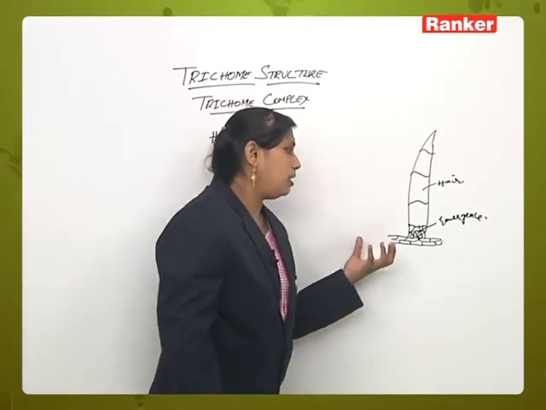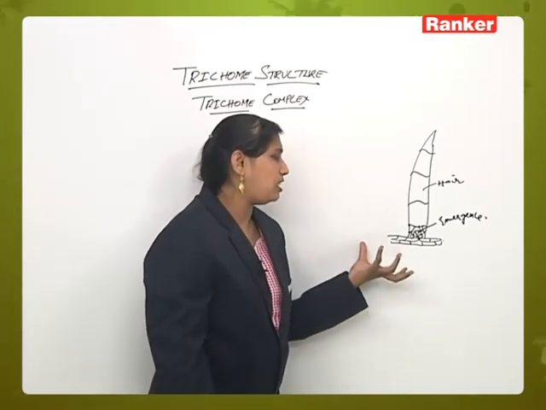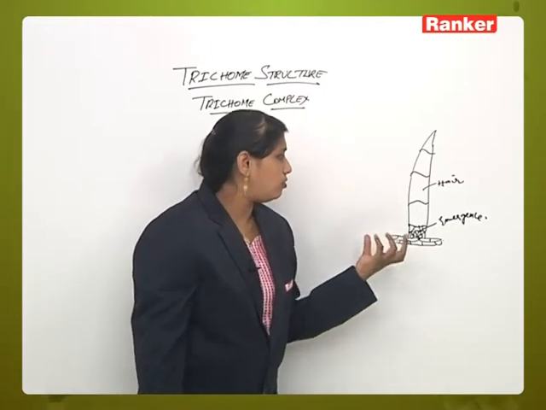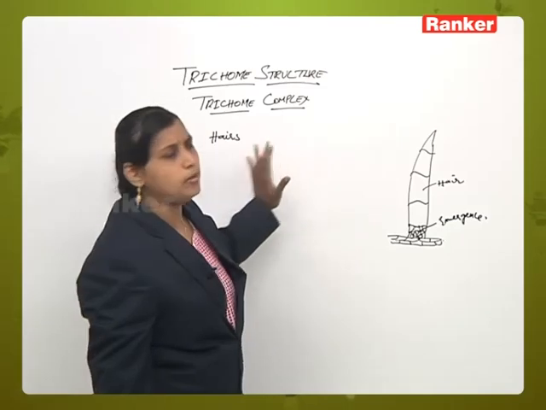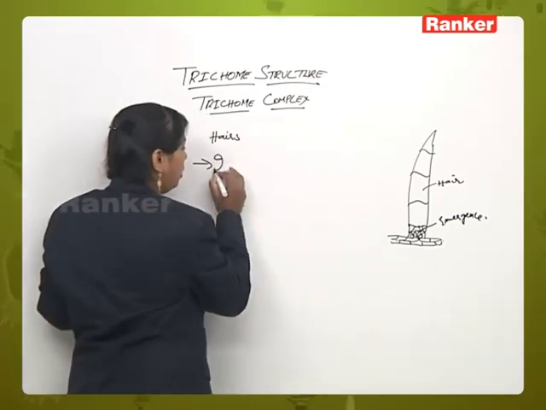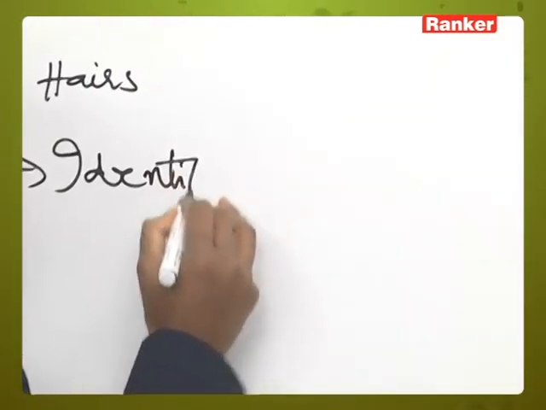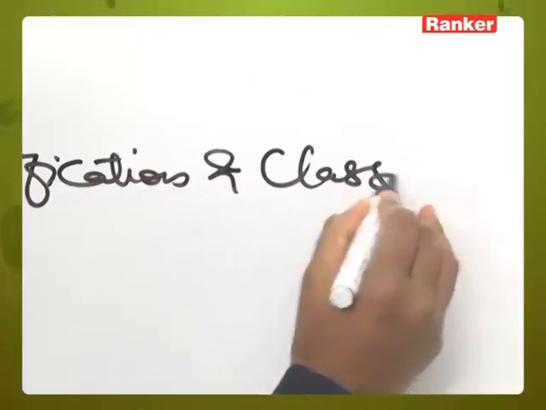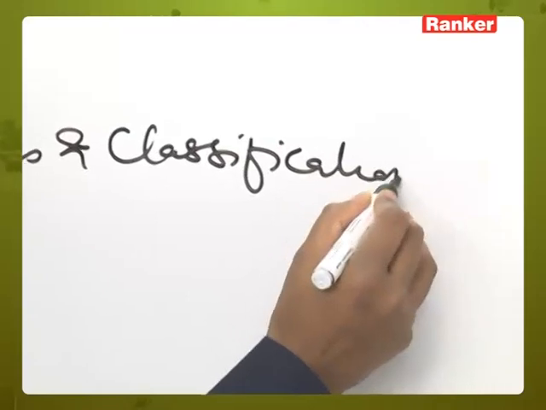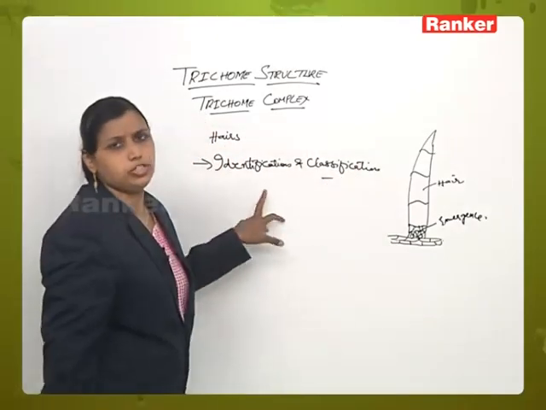Now, the hairs originating from the epidermis, the special trichomes, are useful for the identification and classification of many angiospermic plants.